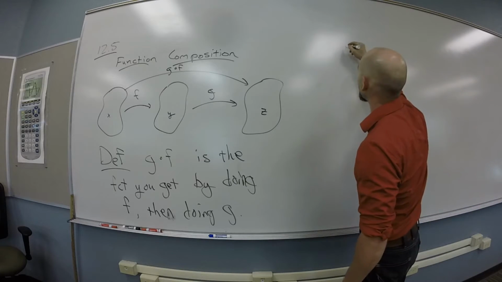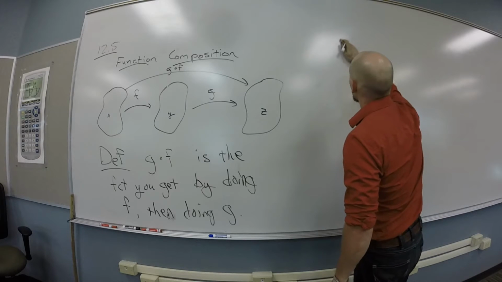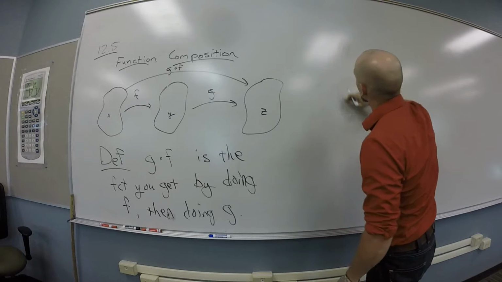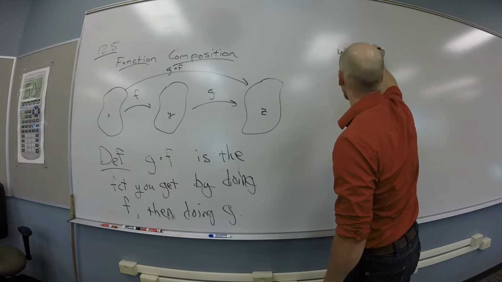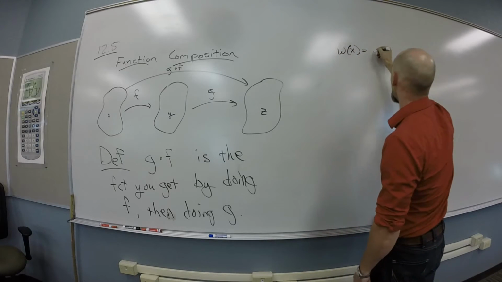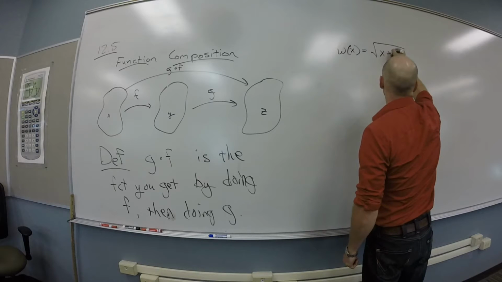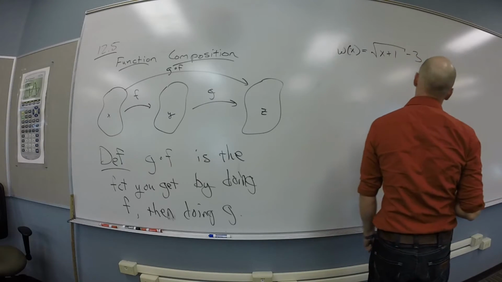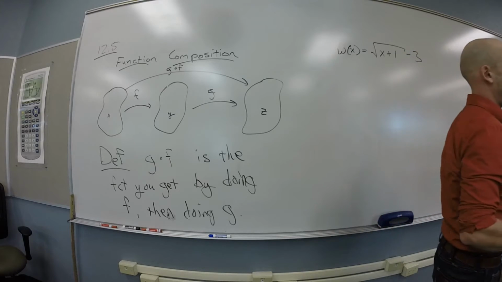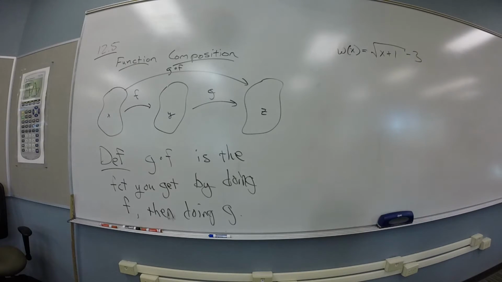Okay, so here's a function. Maybe I don't want to use f. Let's call it w of x. And w of x is going to be the square root of x plus 1 minus 3. You guys okay with this?